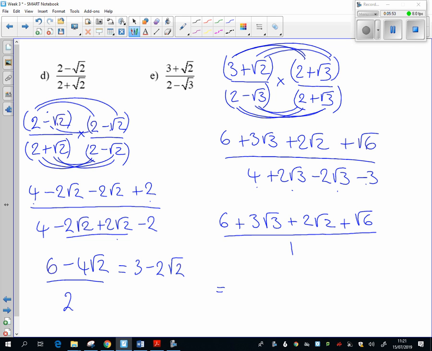So let's write the whole thing out one more time. If something is over 1, then that's not going to change it at all. So that would be my final answer.